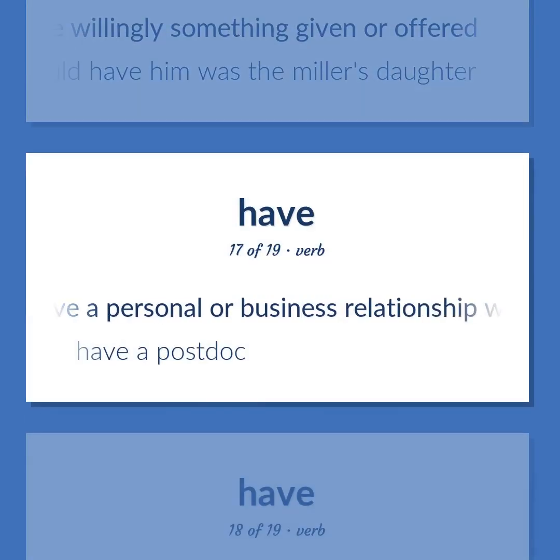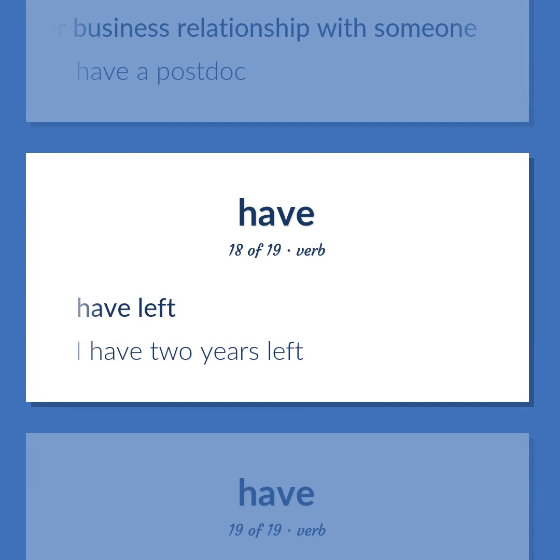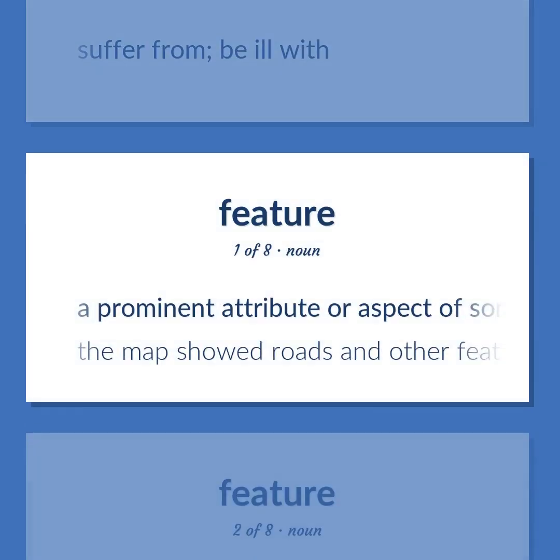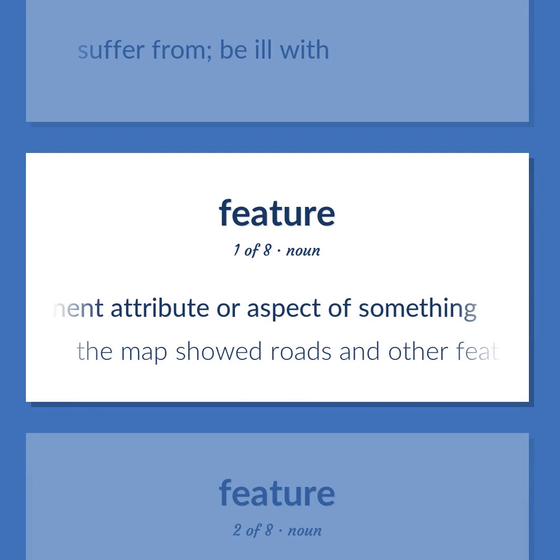Have a personal or business relationship with someone. Have a postdoc. Have left. I have 2 years left. Suffer from. Be ill with. A prominent attribute or aspect of something. The map showed roads and other features.